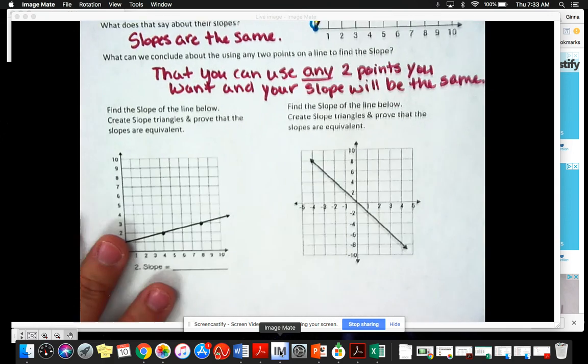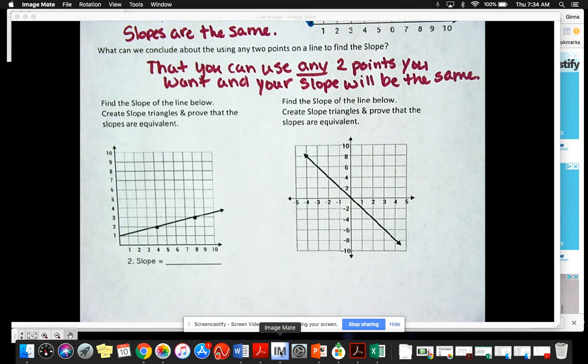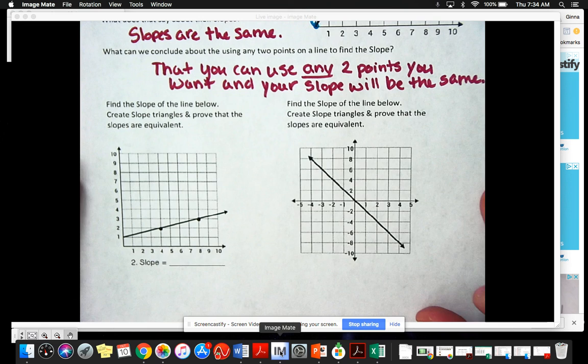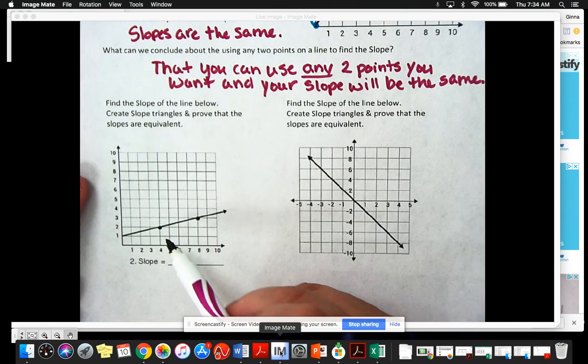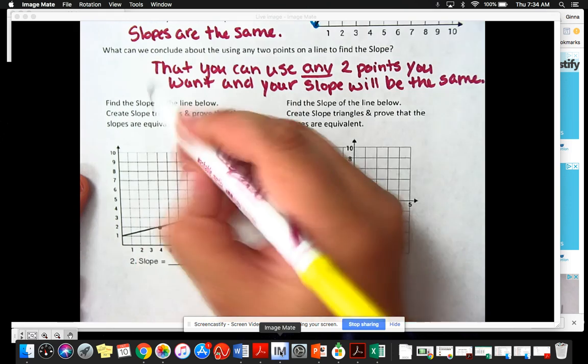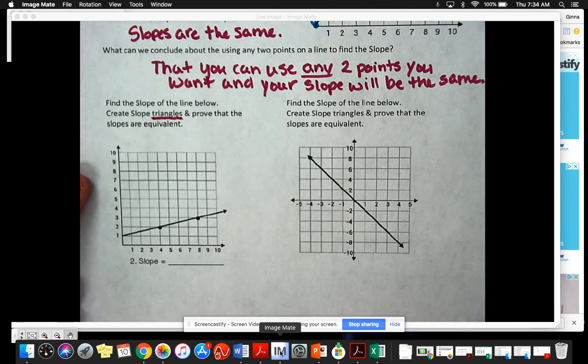I want you to try and create your own slope triangles on both of these problems. So right now, please go ahead and press pause, and everybody try and do the first graph and the second graph on your own, and then unpause the video so that we can continue. All right, so at this point, you probably already did your problem. It says find the slope of the line below, create slope triangles, which meant that would have been more than one, and prove that the slopes are equivalent.